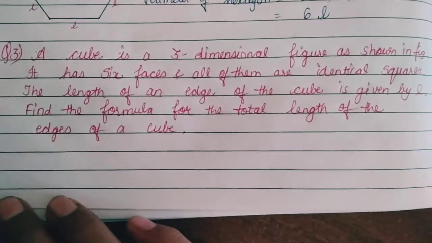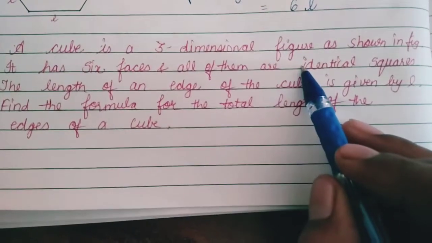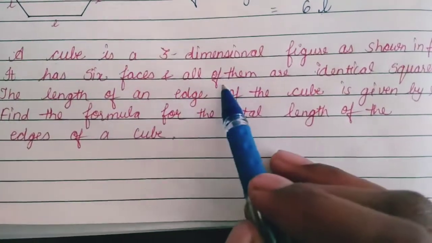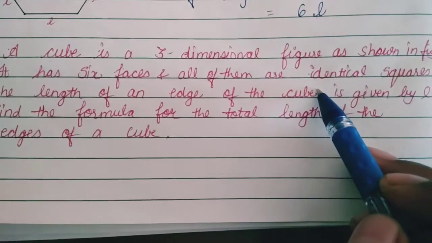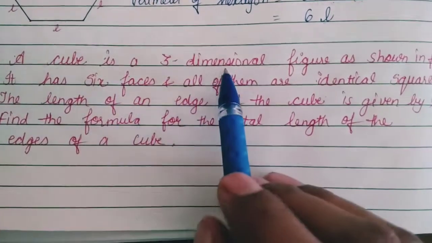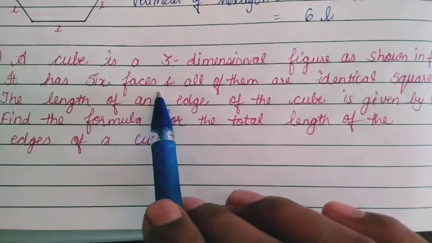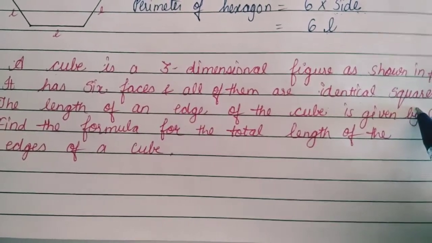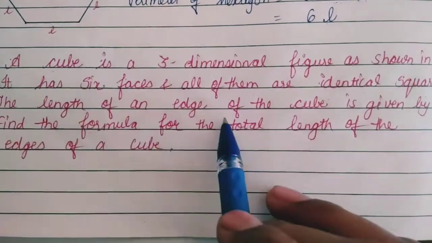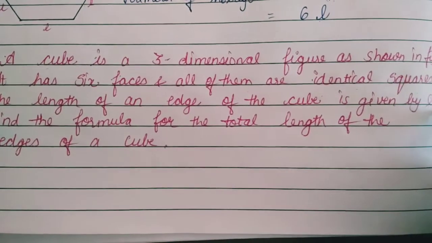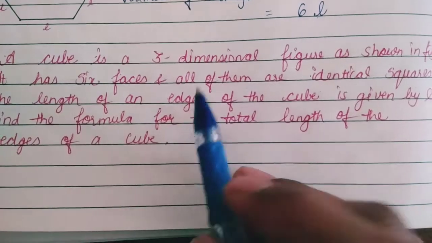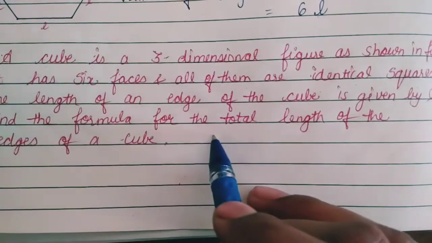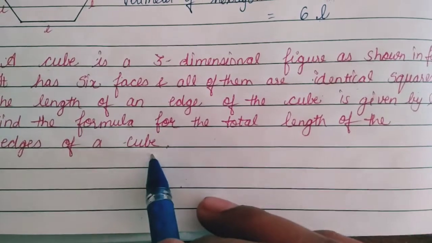Now the question number 3 is, a cube is a three-dimensional figure as shown in figure. It has 6 faces and all of them are identically squares. Okay, cube is here in the question and cube is having 6 faces and identically these 6 faces are squares. Okay, the length of an edge of the cube is given by L. Edge means the line segment which is forming the cube. Find the formula for the total length of the edges of a cube.